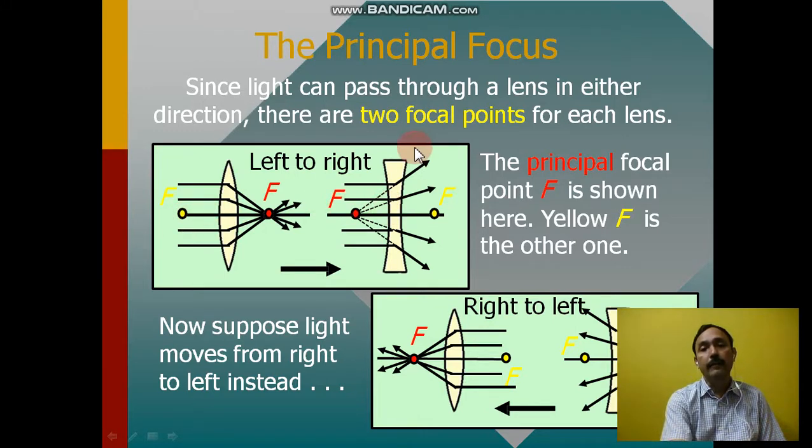Here for the diverging lens, this is the principal focus, this is the secondary focus. Now suppose light moves from right to left. For this one, this is the primary focus, this is the secondary focus. Here this is the primary focus, this is the secondary focus.